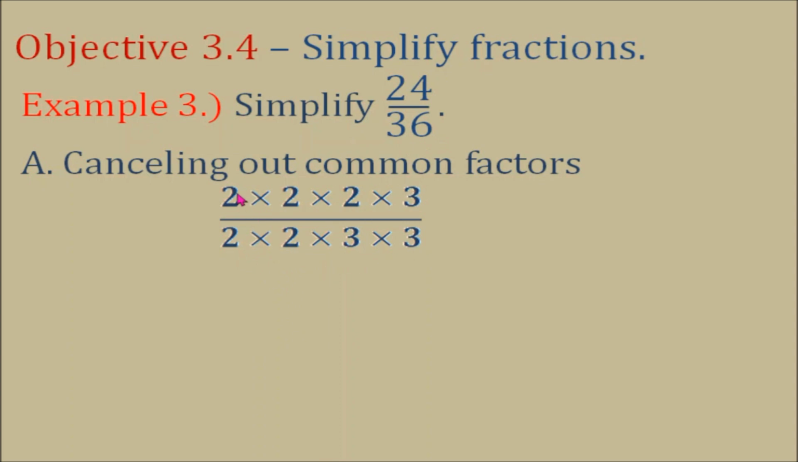Now we cancel out common factors. These 2 here, then 2, and then 3. What is left is 2 on the numerator and 3 on the denominator. So our answer is 2/3.